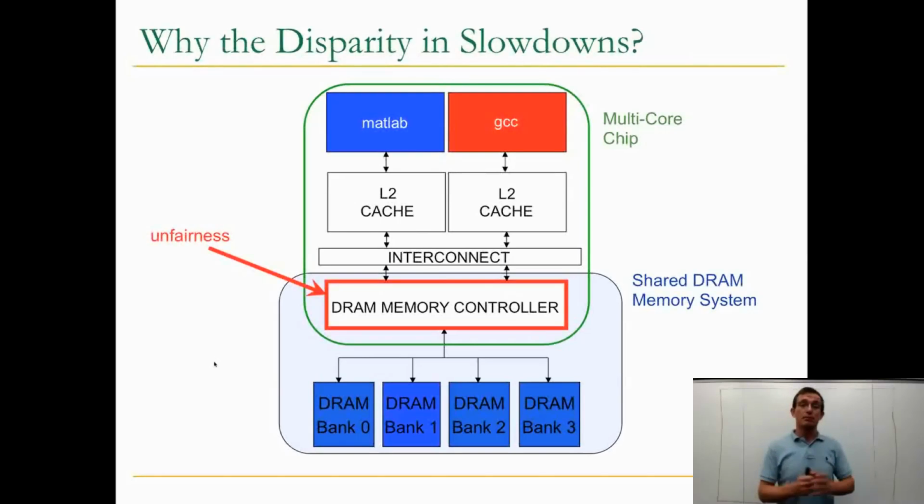This was because the memory controller was actually designed to be unfair. It wasn't really aware of these two different applications that are generating requests to it. It was trying to optimize for something other than fairness or the progress of the cores. If you look at this, MATLAB's core progresses a lot, whereas GCC's core twiddles its thumbs.